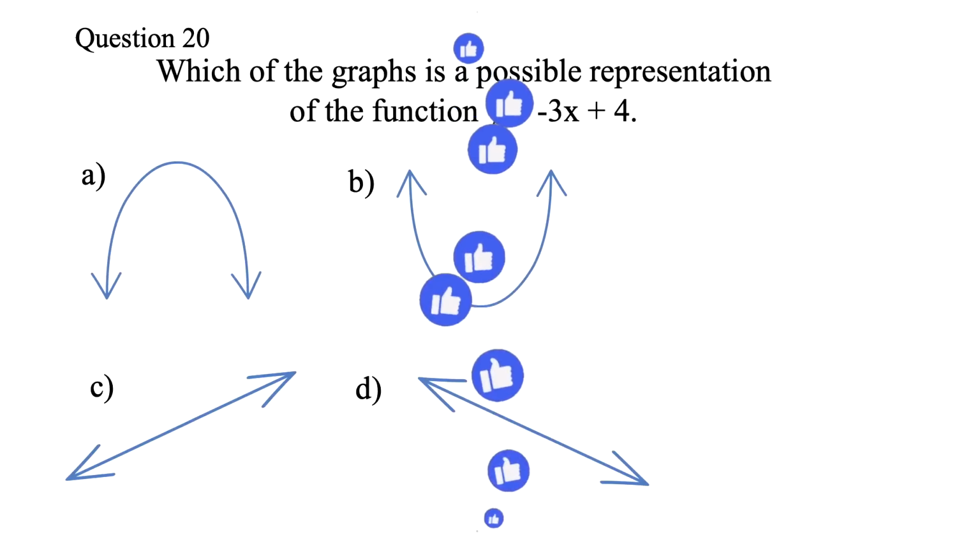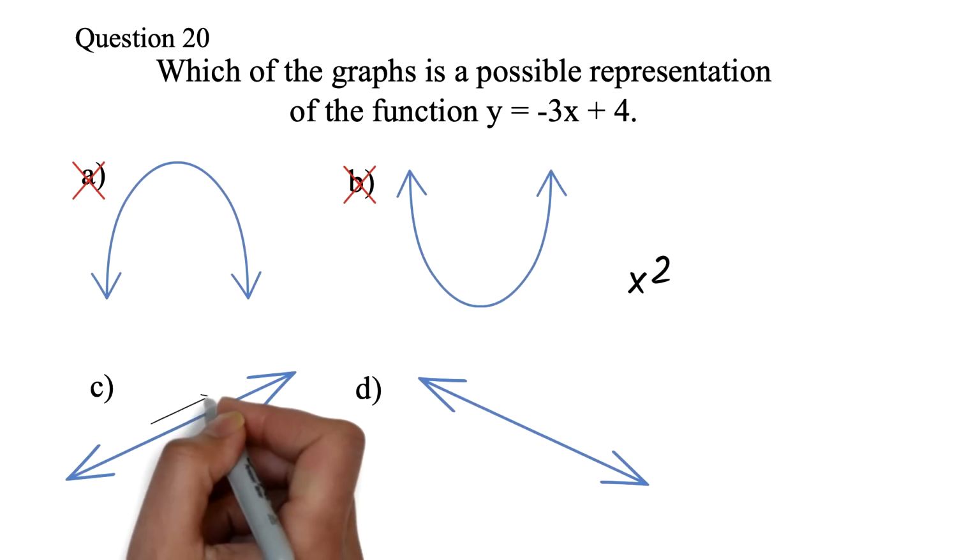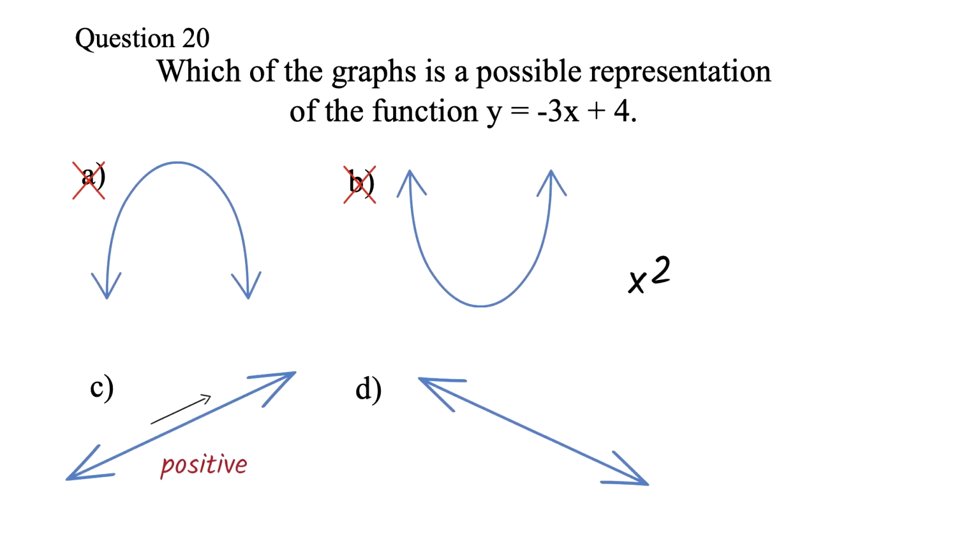Which of the graphs is a possible representation of the function y equals negative 3x plus 4? Here, there are no values on the graphs, so nothing to calculate. Option A and B are obviously wrong answers because they are parabolas or the graph of a quadratic function. For it to be option A or option B, the function must have x exponent 2. Both option C and option D are linear functions. The slope of C is going up, so it's a positive slope. The slope of D is going down, so it's a negative slope.